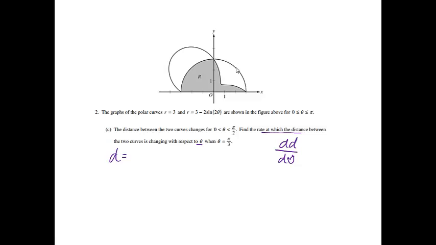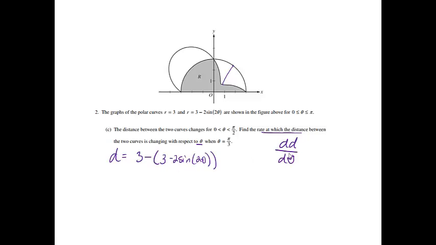If I want to find the distance between 2 points, and I'm actually finding it at pi over 3, pi over 3 is probably around here somewhere. So if I just pick a point about pi over 3, what I'm trying to do is find the distance between those 2 points. And to find the distance, it's just going to be this point minus this point. So this point is given by 3, and then minus the other point on the other curve, so it's going to be minus 3 minus 2 sine 2 theta. Okay, so that's the formula for distance.